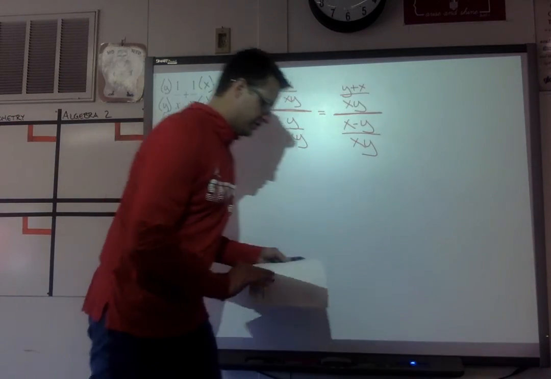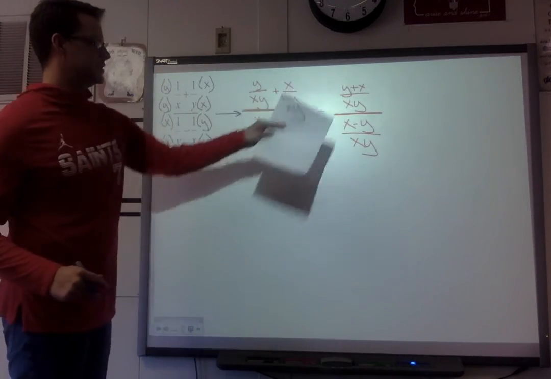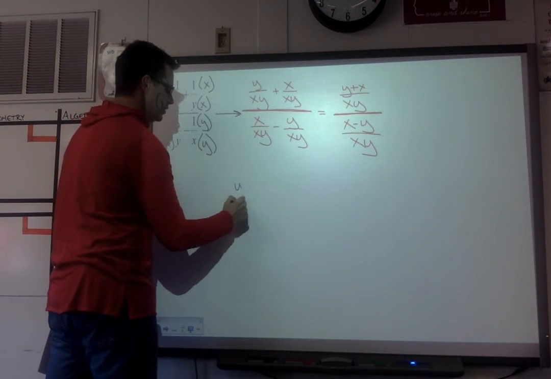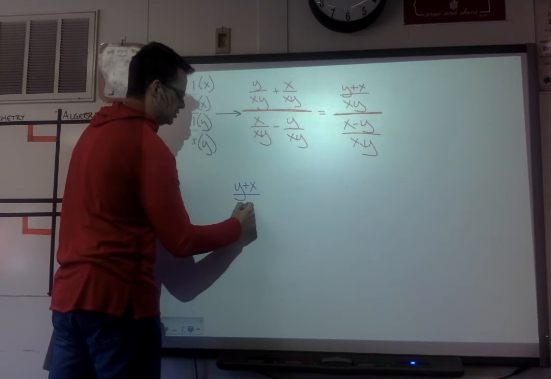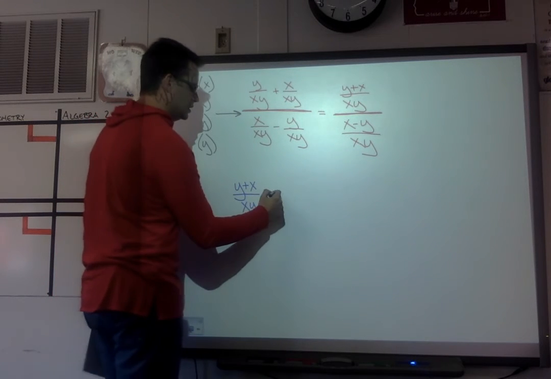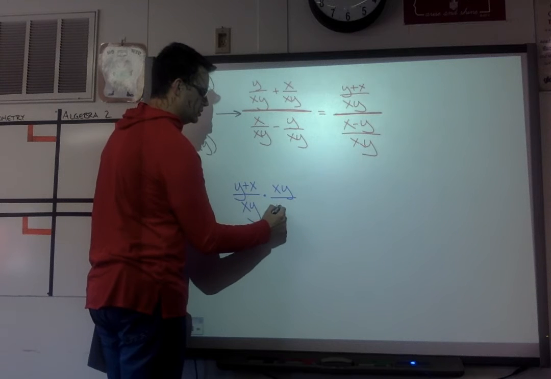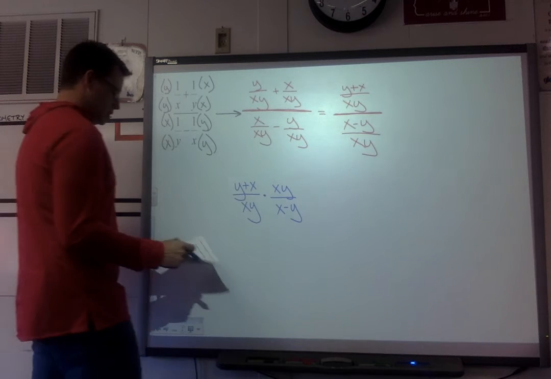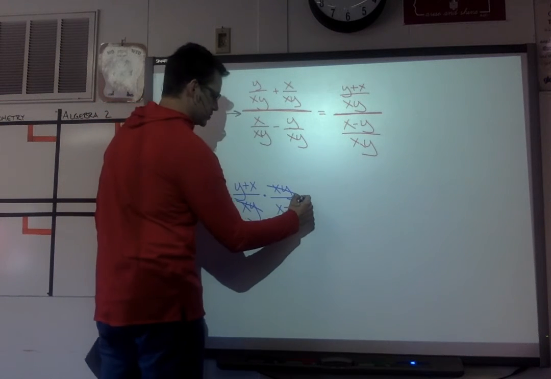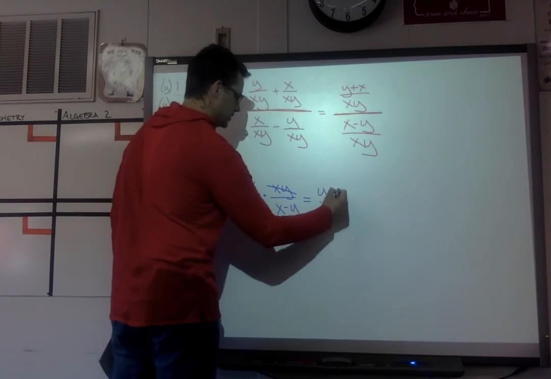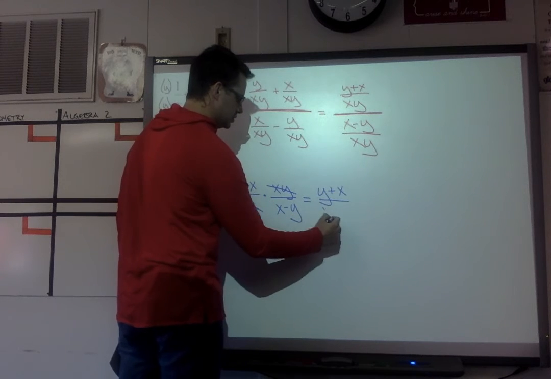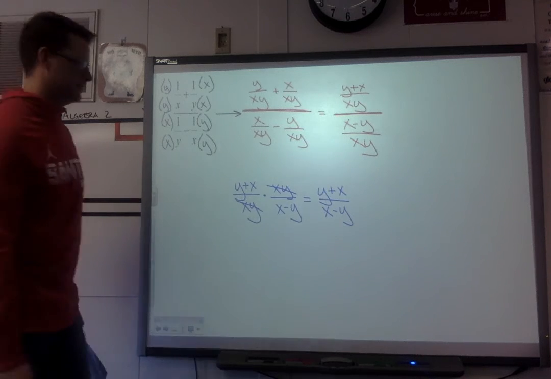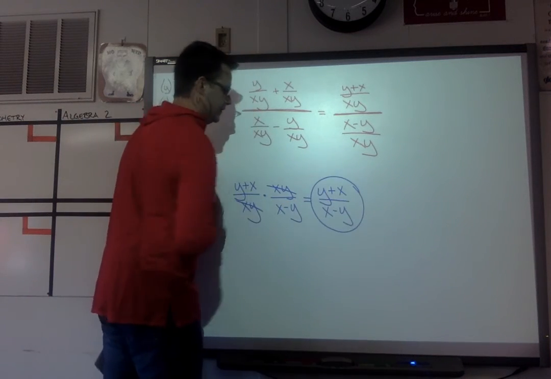Then, just like I did before, I'm going to rewrite this division problem as a multiplication problem. So I'm now going to have y plus x over xy times xy over x minus y, which I can cancel my xy, and I'm going to get y plus x over x minus y. And that'll be my solution.